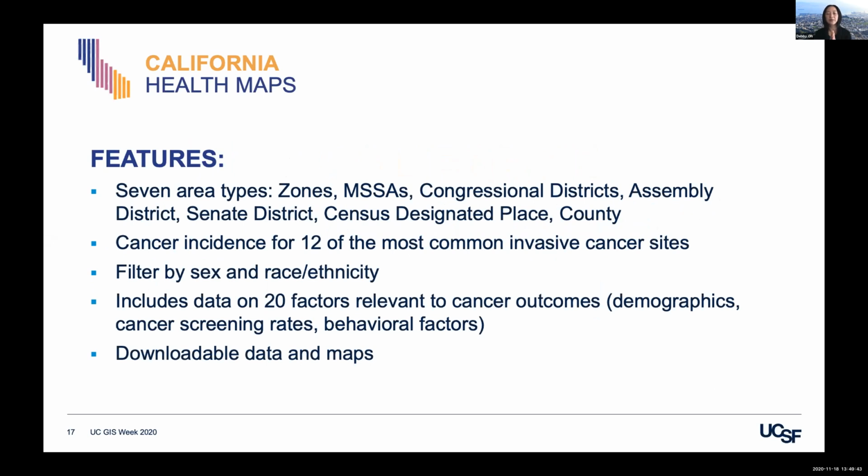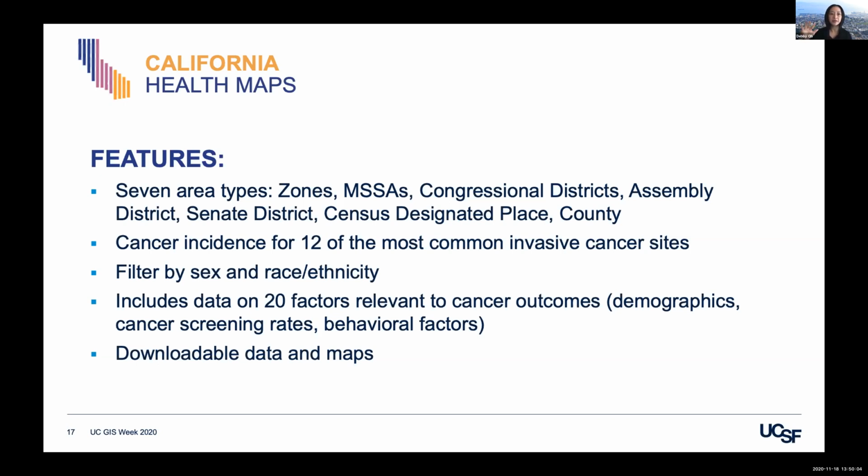So we have 7 geographies. Zones were built specifically for this type of visualization, specifically for cancer data, and we went through a whole process to make those. But there's also MSSAs, a geography unique to California, and there are also all these different legislative districts as well as county.